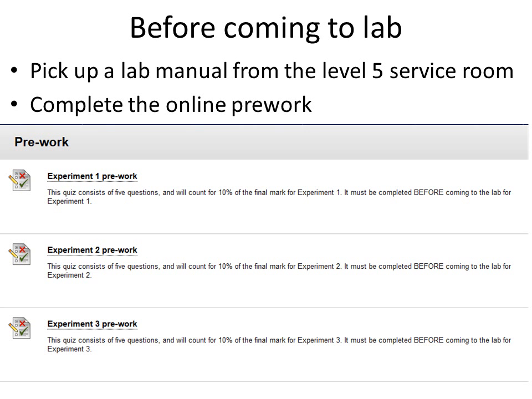Before you come to the lab, you must complete online pre-work for the experiment that you will be doing. This pre-work counts 10% of the experimental mark for that week. The pre-work is very easy. It consists of 5 multiple choice questions, and most of the answers can be found in the lab manual.